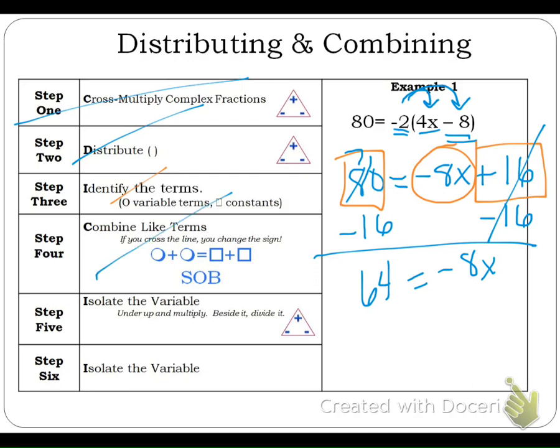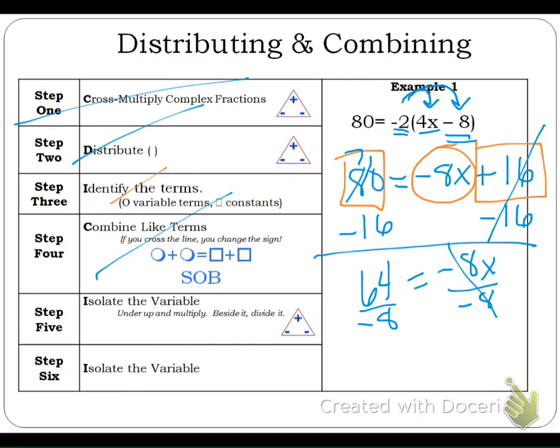Now I need to isolate my variable from its coefficient. And if I look at my variable x, what are the numbers that are with it? I see a -8. So I divide both sides by -8. Remember, the signs do not change when you're isolating your variable from the coefficient. That's only when you're combining like terms. So it's still divide by -8 and divide by -8.